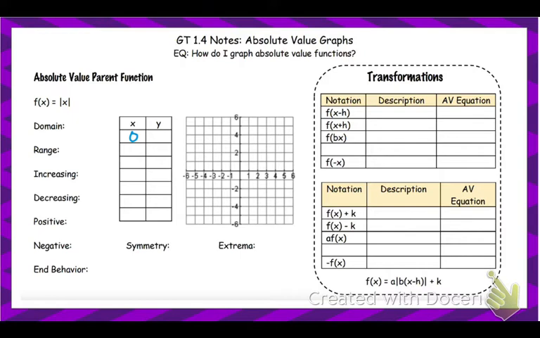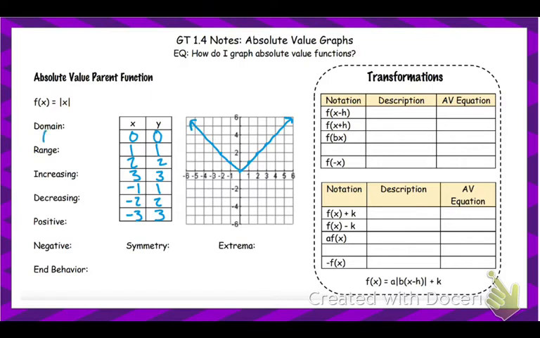So the absolute value of 0 is 0. Absolute value of 1 is 1. 2 is 2. 3 is 3. Let's look at some negative numbers. Absolute value of negative 1 is 1. Absolute value of negative 2 is 2. And the absolute value of negative 3 is 3. So if I were to plot these points, you can probably see a pattern that's happening here. And this is one of the easiest shapes for most people to remember because absolute value looks like a V.